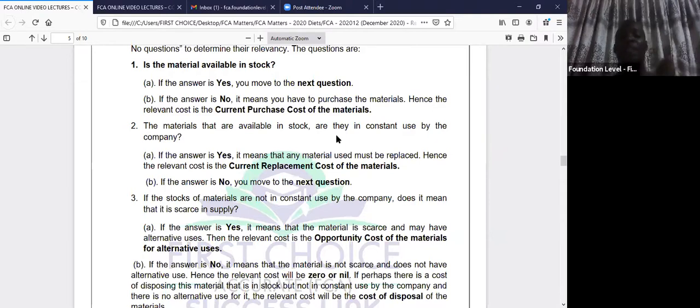The materials that are available in store, are they in constant use by the company? Now, what does it mean? It means that this 50 kg material, if you don't use it, another person is going to use it. Another department is going to use it. In fact, the company uses it constantly. Maybe that's their main material. So what does it mean? It means that you are using a stock that is being used by the company.